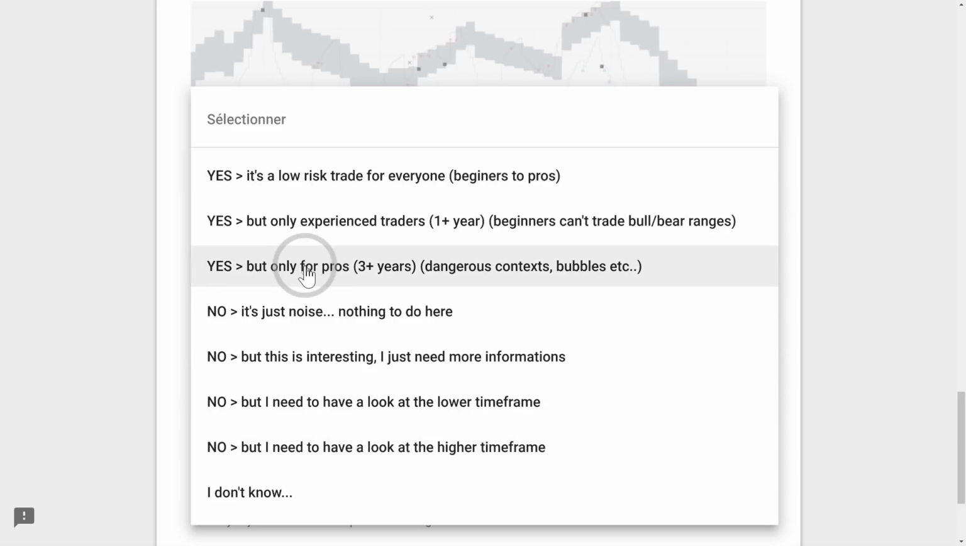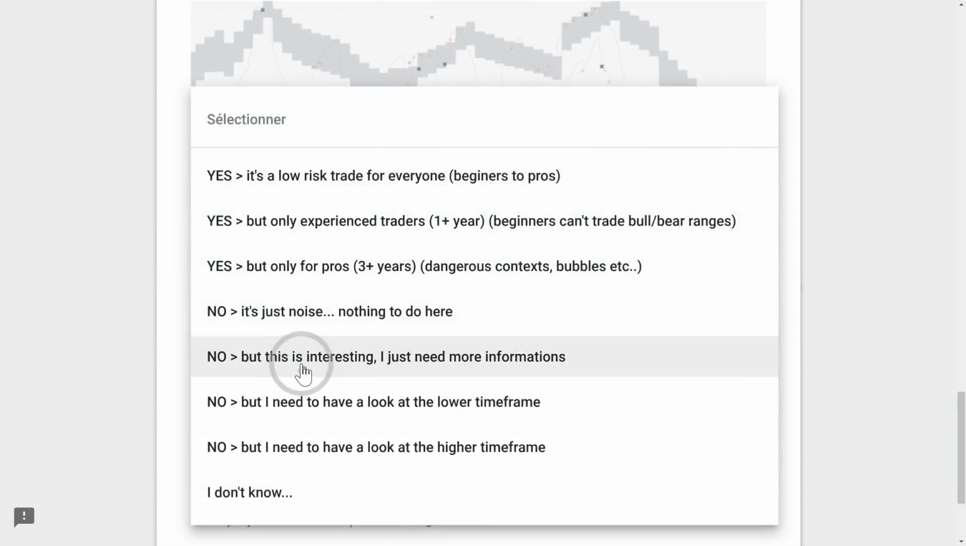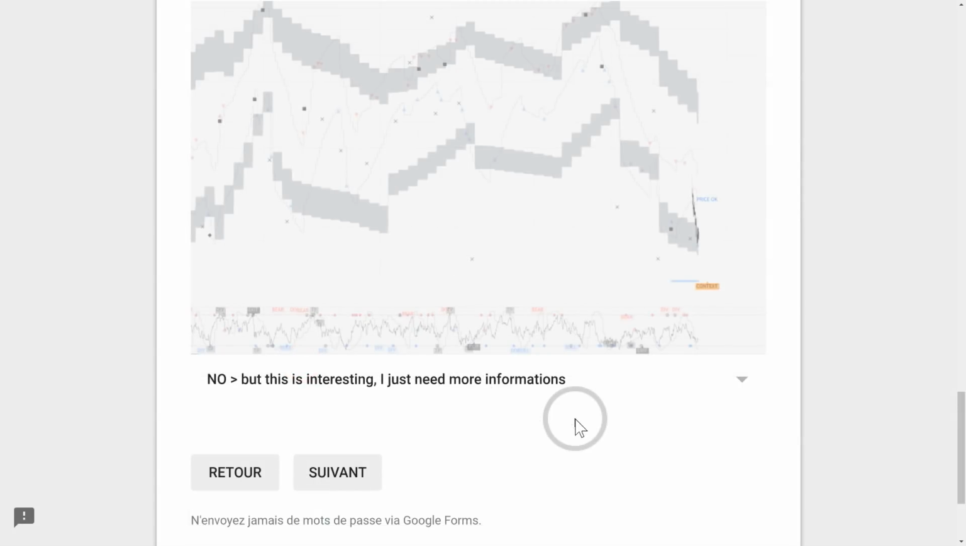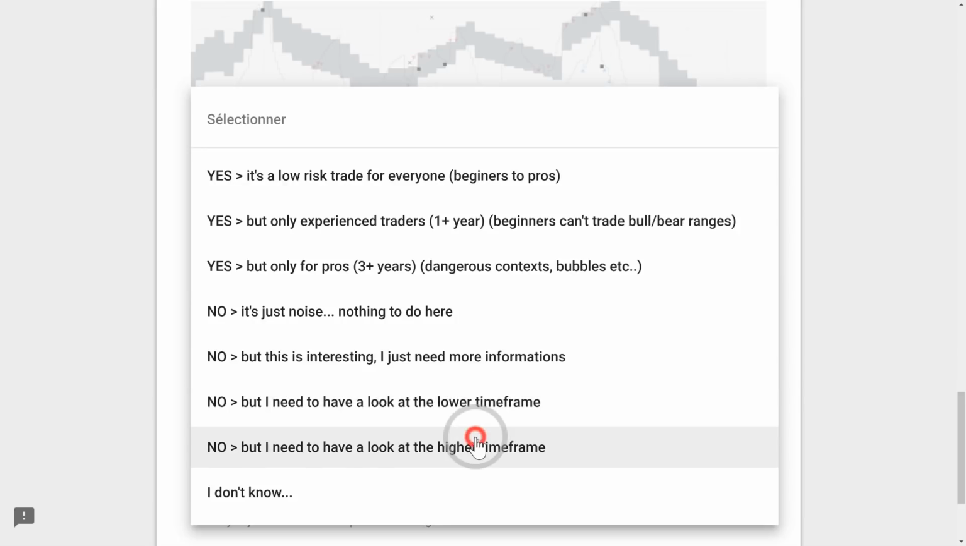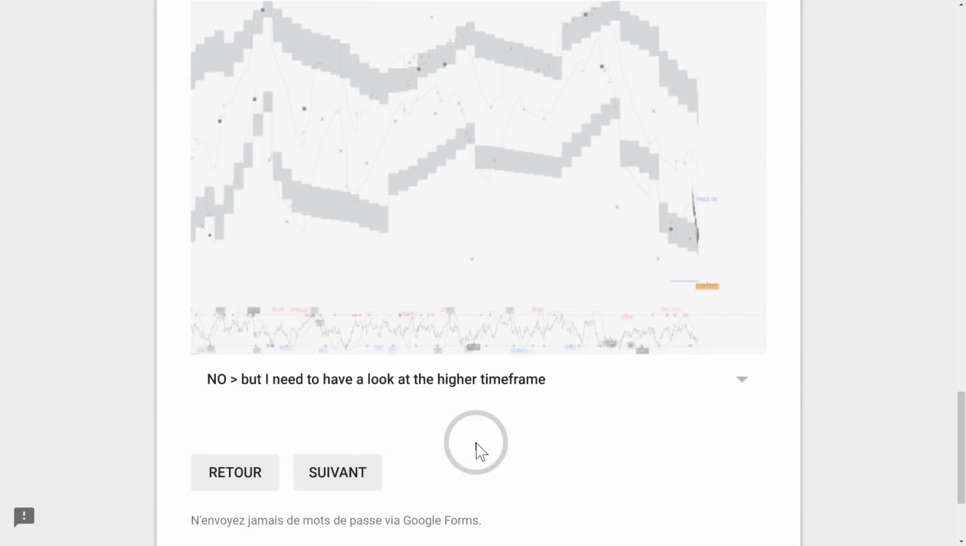Right? If you're a professional, I would say still, this is very dangerous stuff to come across. So even I wouldn't take a trade because there's not enough information to limit my risk. I myself just need more information. As a professional, as an experienced trader, more information is needed as well. As a beginner, have a look at the higher time frame are definitely the most reliable answers.